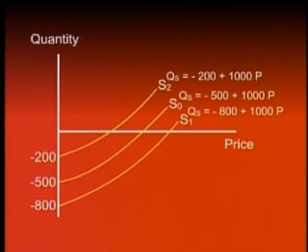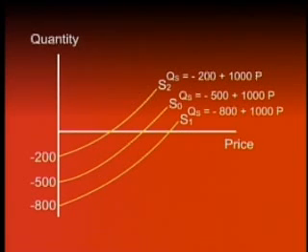This makes sense as well. You would not expect producers to start producing goods at a negative price. Costs are incurred in the production of any good, and therefore the price which compensates producers for those costs has to be positive at the minimum. Now look at this supply function. Qs equals minus 500 plus 1000P.